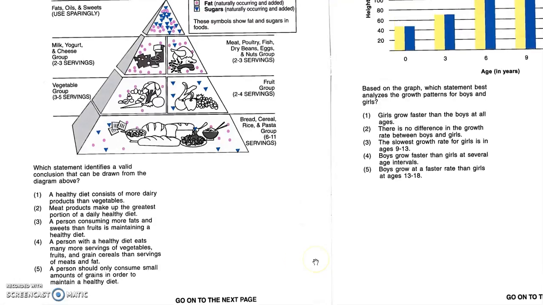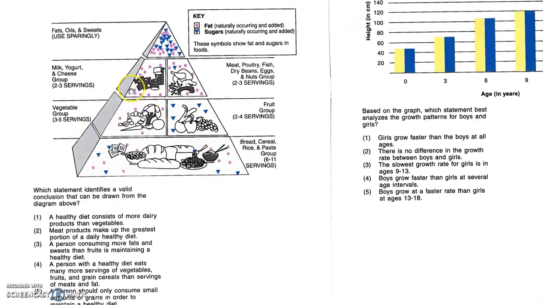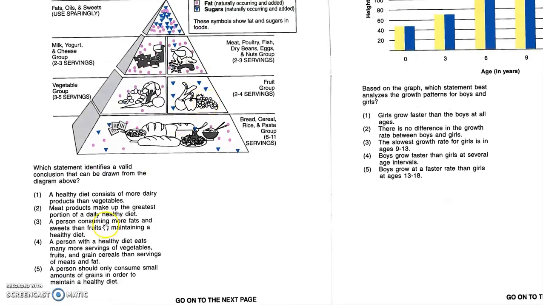So if we have a look at number 4, it says a person with a healthy diet eats many more servings of vegetables, fruits, and grains than servings of meats and fats. So we eat more of this per day, less of this when we have a healthy diet. So number 4 is correct.